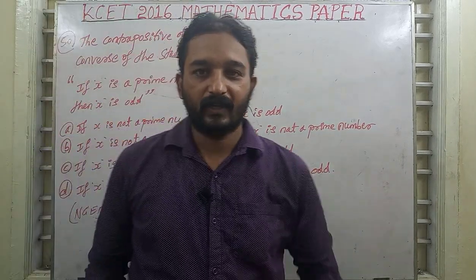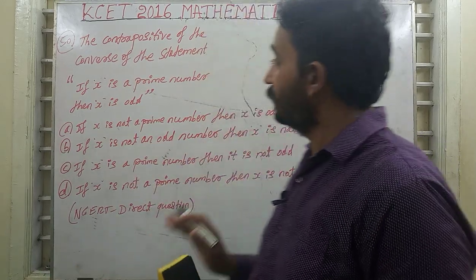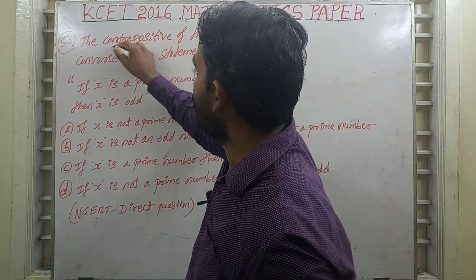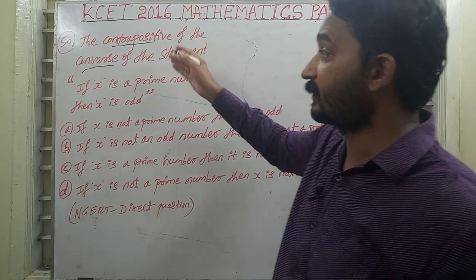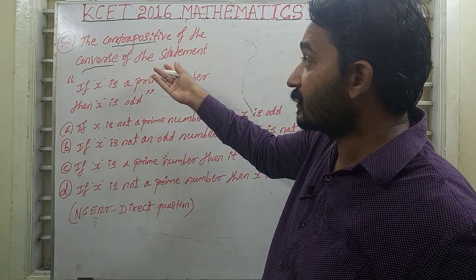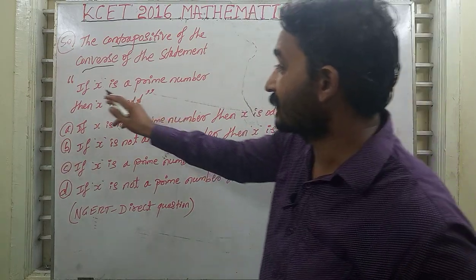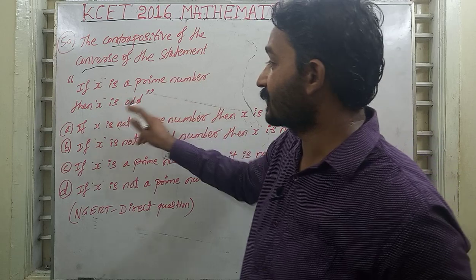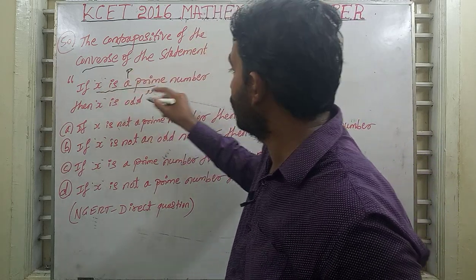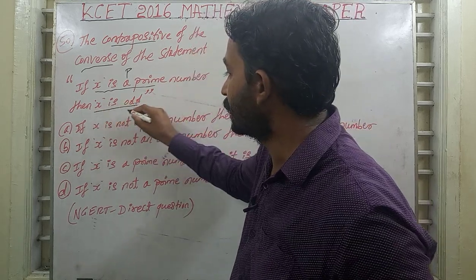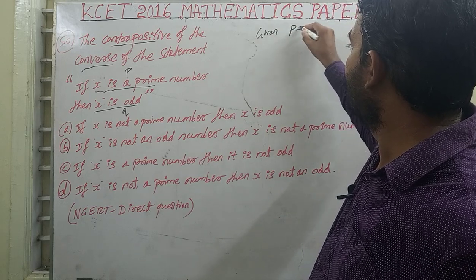So now let us move on to the next question. Last question of this video, question number 50. Let us see the question. The contrapositive of the converse. We have to find out the contrapositive of the converse. First we have to find out the converse and then the converse converted into contrapositive, nothing but inverse. So the statement is given, if x is a prime number then x is odd. So here in this case x is a prime number is taken as p, x is odd is taken as q. So the given condition in this case is p then q.